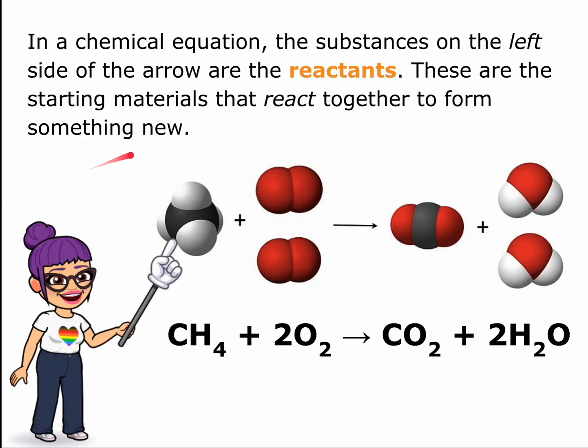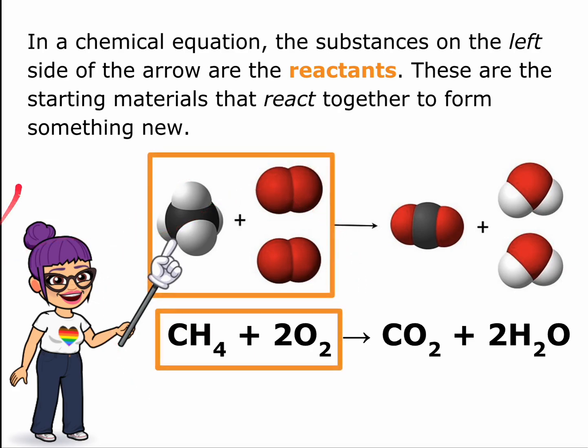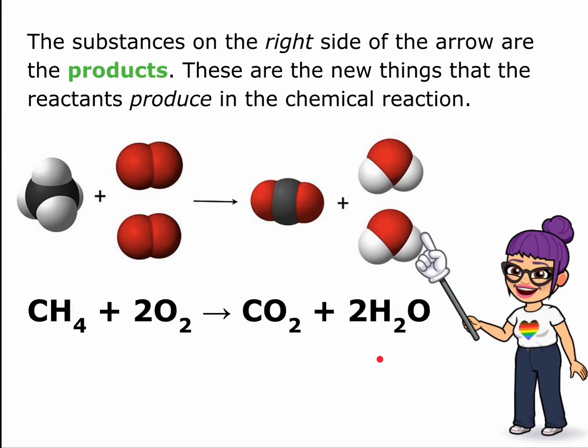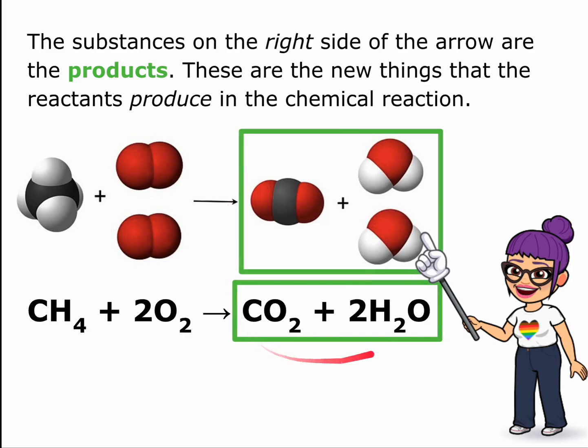In the equation, the substances on the left side of the arrow are the reactants. These are the starting materials that react together to form something new. They are always going to be found on the left side of the arrow. The substances on the right side of the arrow are the products. These are the new things that the reactants produce in the chemical reaction. They are always going to be found on the right side of the arrow.